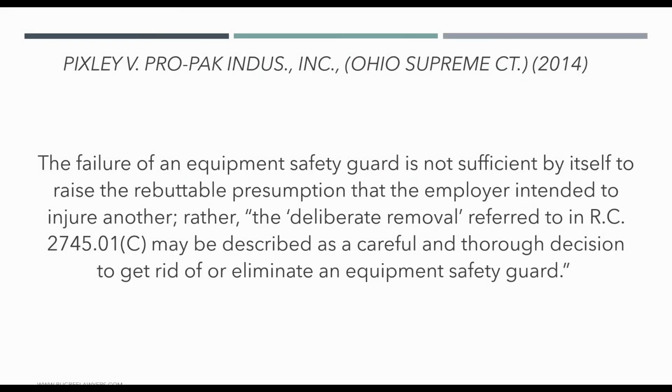And again, remember, if you do have an employer that deliberately removes an equipment safety guard, that creates a rebuttable presumption, which means at trial, it will be presumed that the employer committed an intentional tort and committed an act with the intent to injure. However, the employer can put on evidence to rebut that presumption and show that it did not deliberately intend to injure this plaintiff. So it's really a burden of proof mechanism, a procedural mechanism used to get to a final result in a trial, and who has the burden of going forward with the evidence.